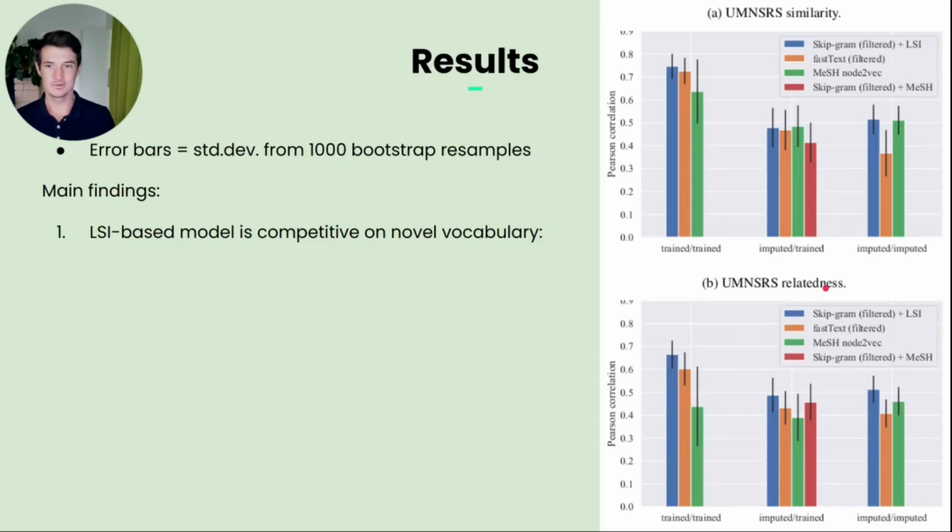The LSI-based model in blue performs better than fastText in orange on the word pairs containing only imputed words, the imputed subset, and modestly better on the mixed word pairs, imputed trained.